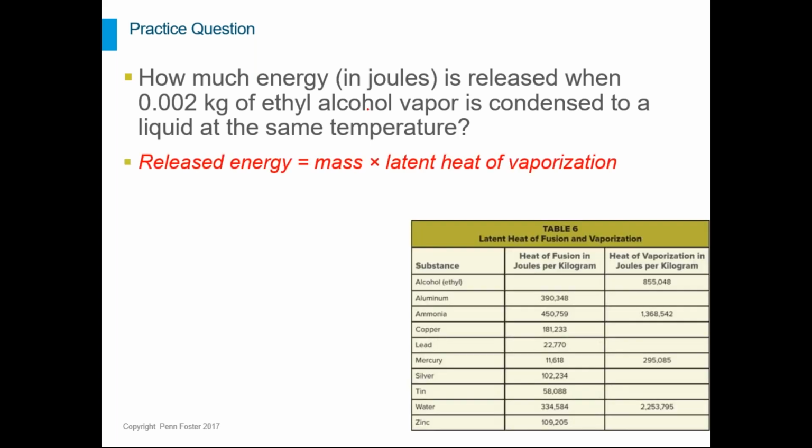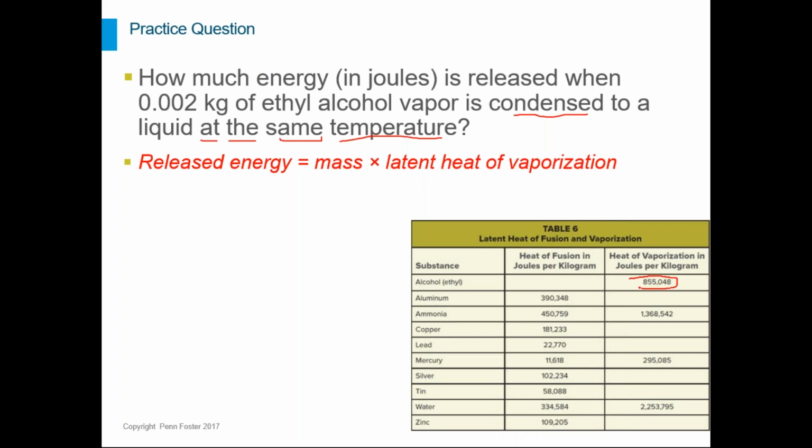So we've got ethyl alcohol. It's being condensed, and it says at the same temperature. So that's our clue that we don't need to do additional calculations. We're just right at that critical temperature. All we're talking about is how much heat it loses when it changes state. So we've got ethyl alcohol.